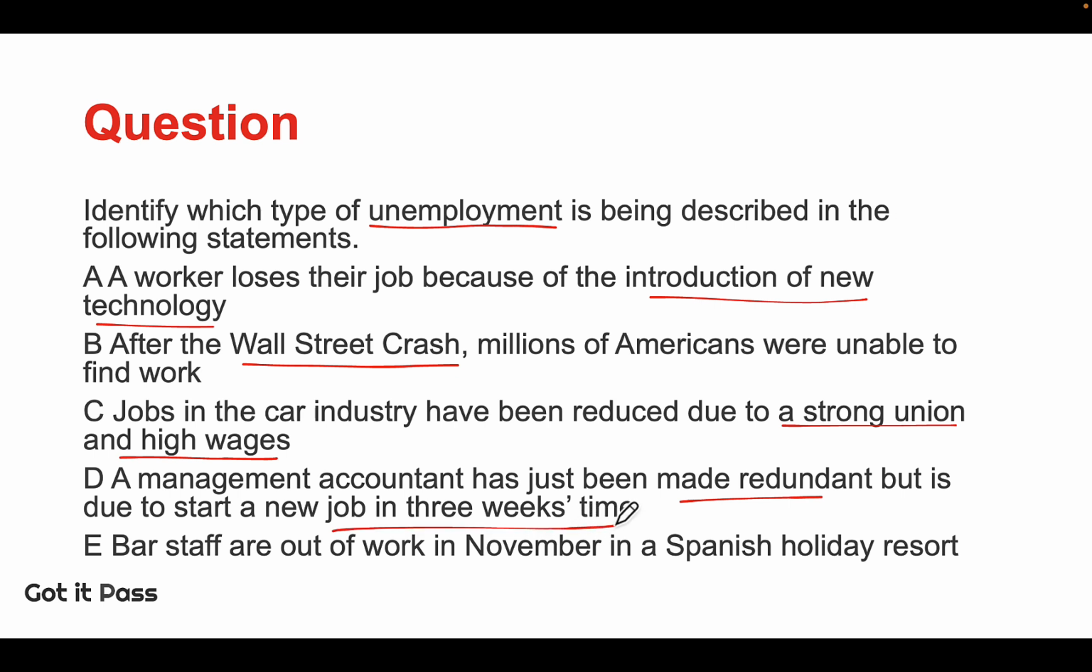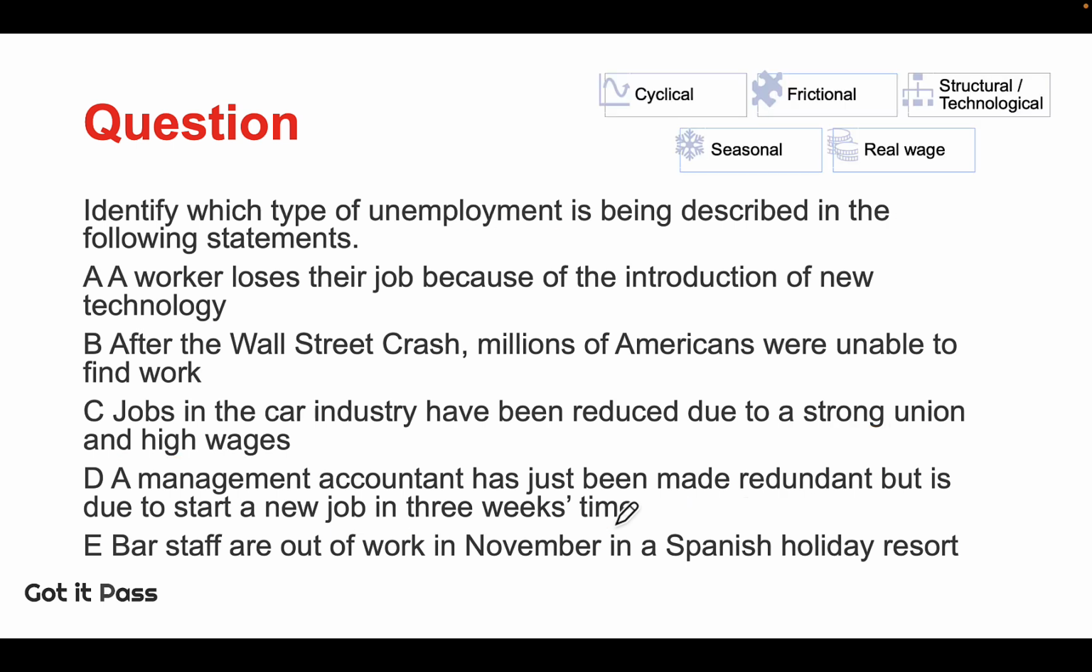So it is a very short-term unemployment, or can we say it is frictional unemployment? And the last statement here is about the bar staff. Bar staff are out of work in November in a holiday resort. So here, if you remember, we discussed 5 types of unemployment: cyclical unemployment, frictional unemployment, structural or technological unemployment, seasonal unemployment, and real wage unemployment. So you can classify what kind of unemployment should fall into which statement.